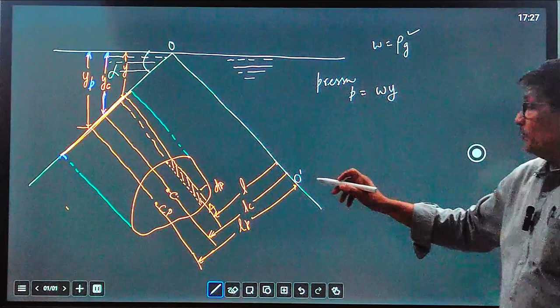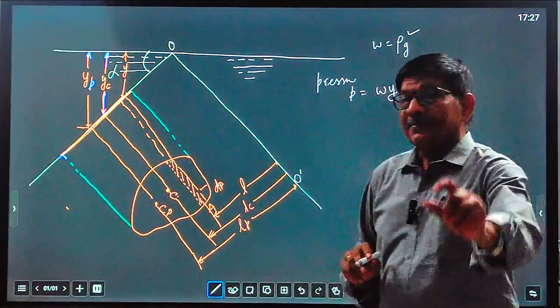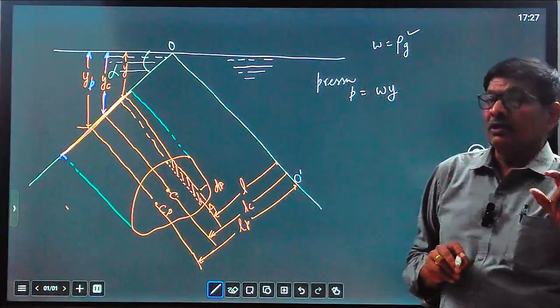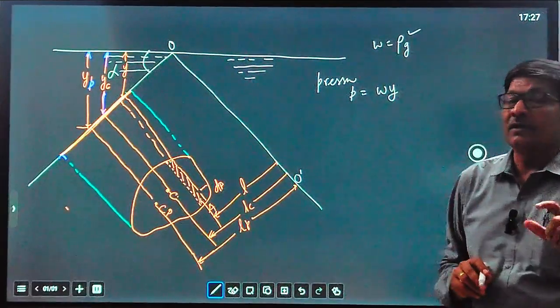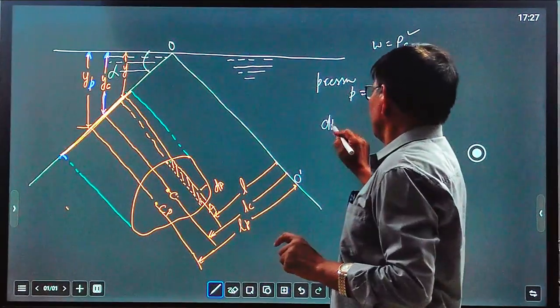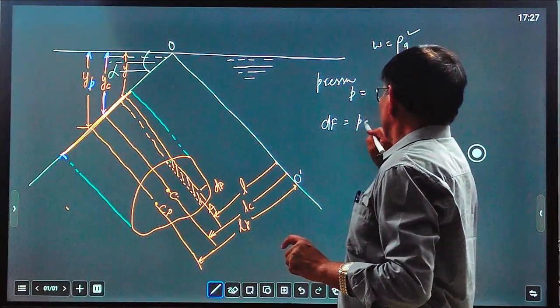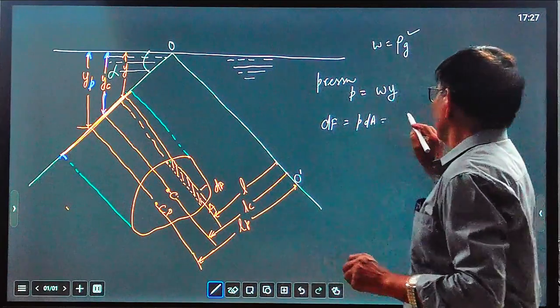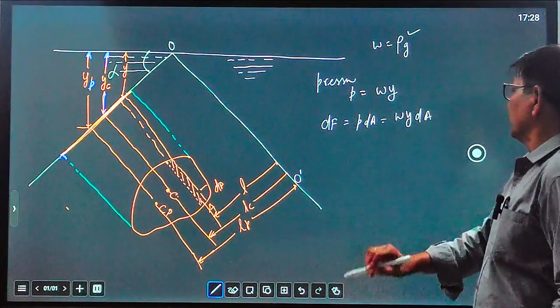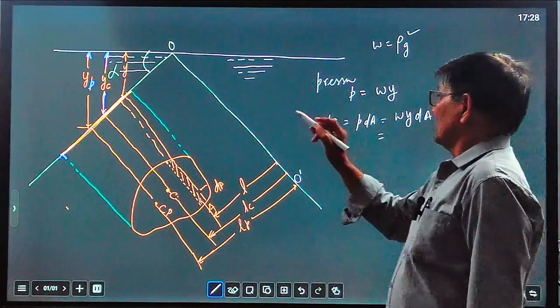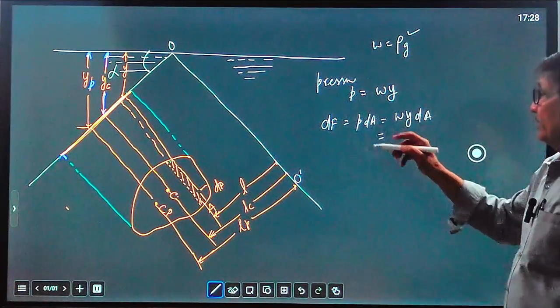Due to this pressure, what is the force acting on this? We have taken a small elemental area dA. So what is the force? That will be a small elemental force acting on area dA. dF equals P into dA, that is equal to omega y dA. You can write y in terms of the length L.